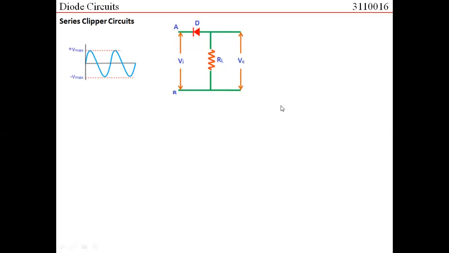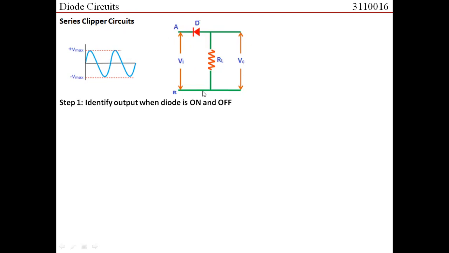So what is the first step? The first step is that for any given circuit, try to identify what would be the output voltage when the diode is on and when the diode is off. Now, if we try to see this, irrespective of the input, we are not focusing on the input right now.